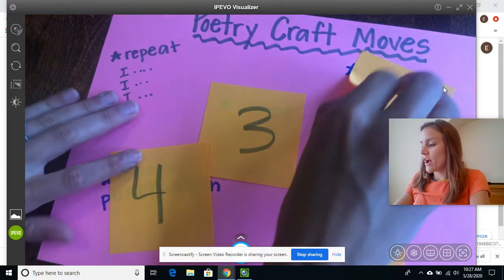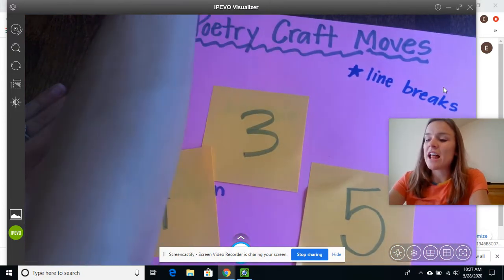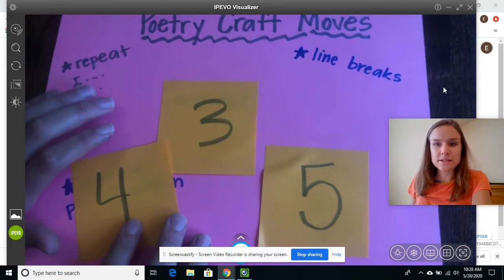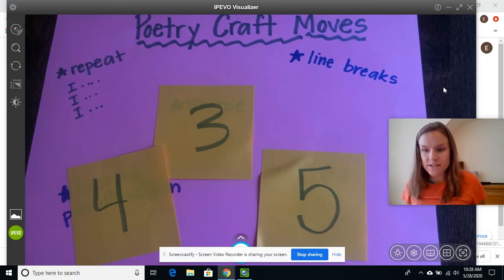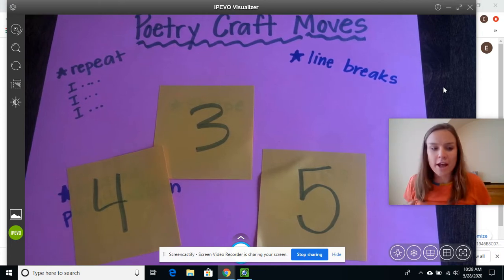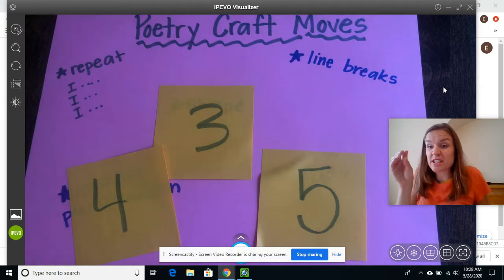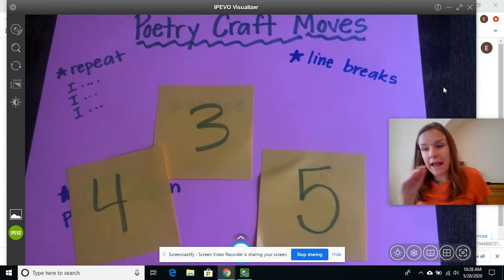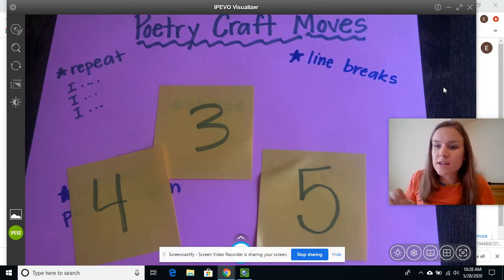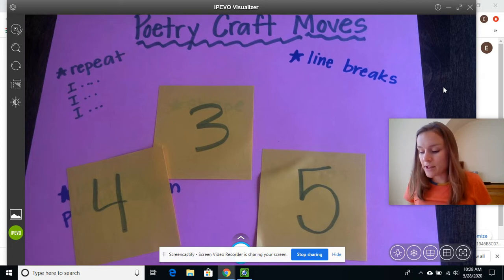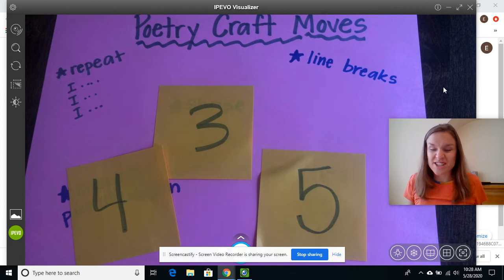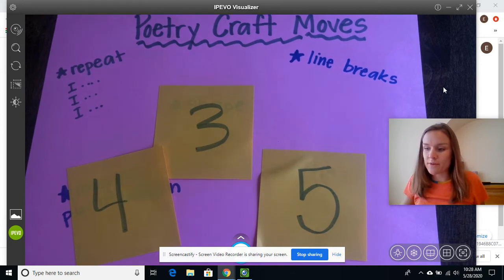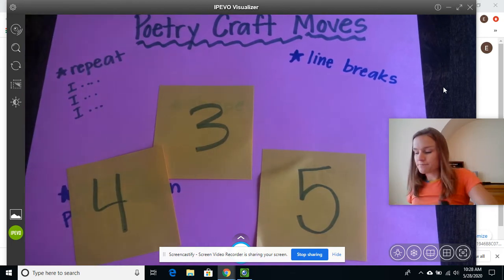The second poetry craft move I want to talk to you about today is called line breaks. If you notice in some of these poems, and like the poem I was writing yesterday, I just chose to put a line break in or a blank line and start a new part of my poem. You can do this whenever it makes sense in your poems. So you can start new little paragraphs or stanzas, as we call them in poetry. I'm going to show you how a first grader did it.